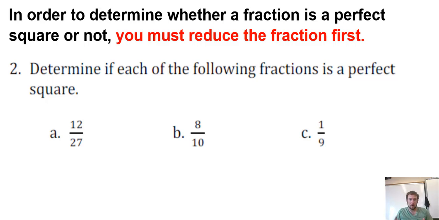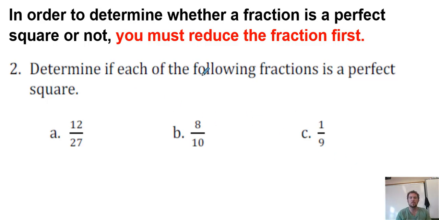We can also work our way backwards, or decide if things will be perfect squares. Here's my square root, and I can multiply it by itself to get the perfect square. But if we have a number, we can work backwards to see whether this rational number is going to be a perfect square. In order to determine whether a fraction is a perfect square, you must reduce. So how do we reduce a fraction? When the numerator and the denominator have a common factor, meaning they can both be divided by the same number, then we do that division.